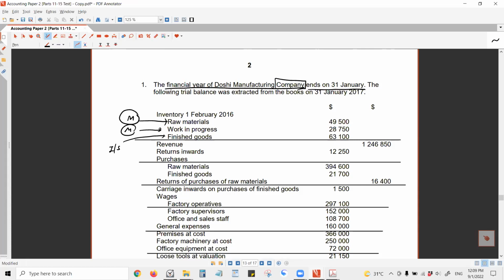And when you think of company, you think of what? Think of shares, ordinary shares, preference shares, then the statement of changes in equity, and equity, the four components: ordinary share, preference share, retained earning, general reserve, those things. So you have to be aware in this topic, you are doing a company question as well as a manufacturing account question. Trial balance was extracted from the books.